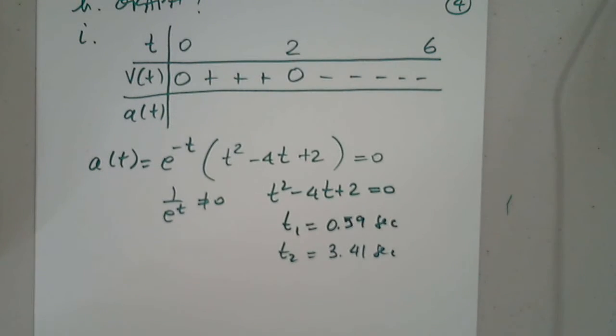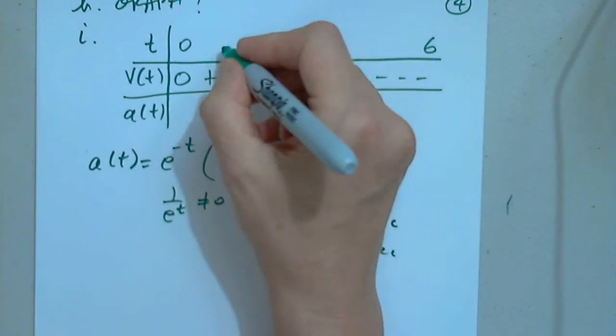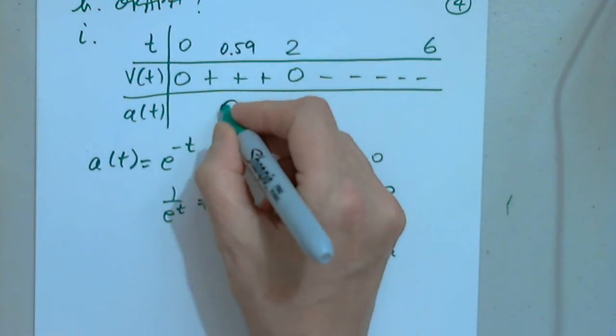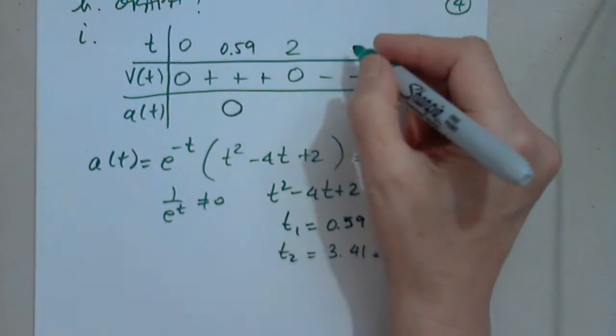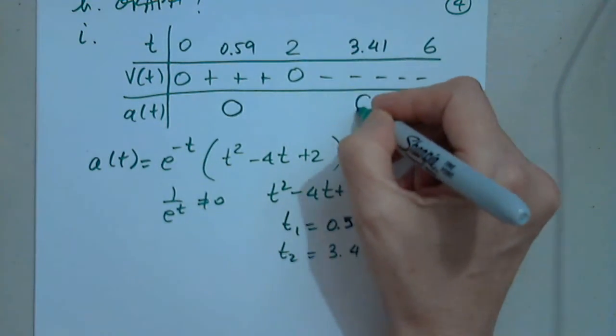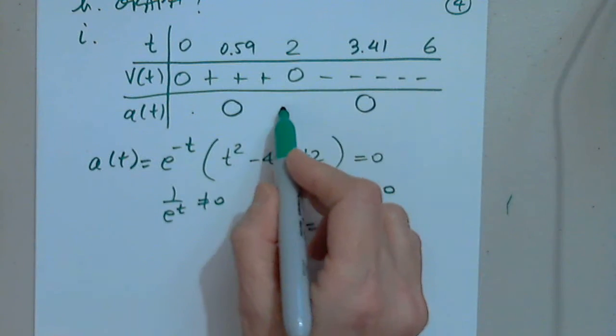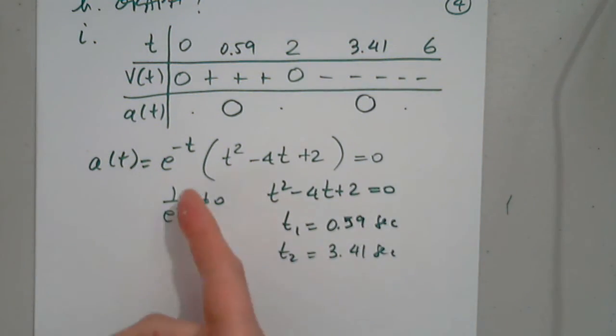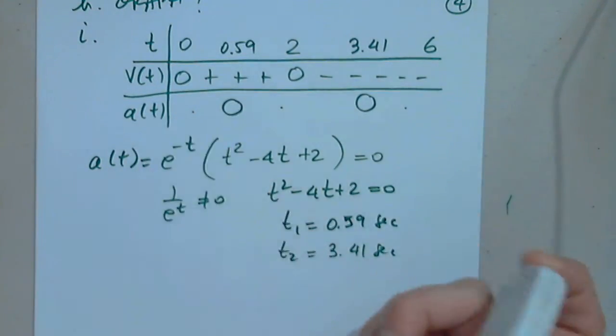If you do not have that feature, I can show you a different way. So, 0.59, 3.41, and now I have to study the sign. This is always positive. There is nothing I can study here. Disregard that for the sign.